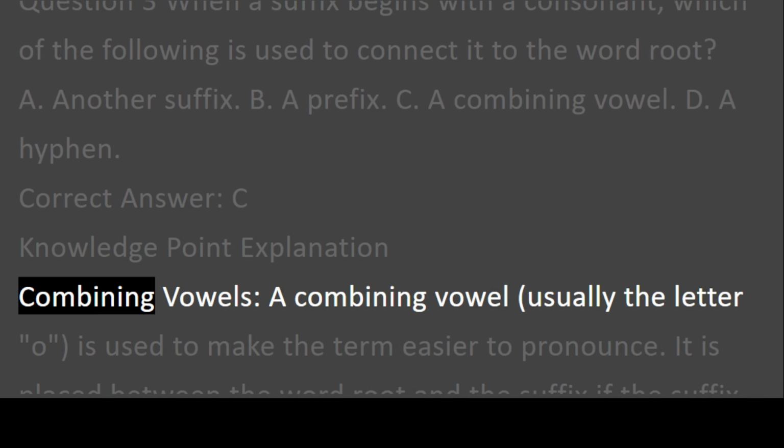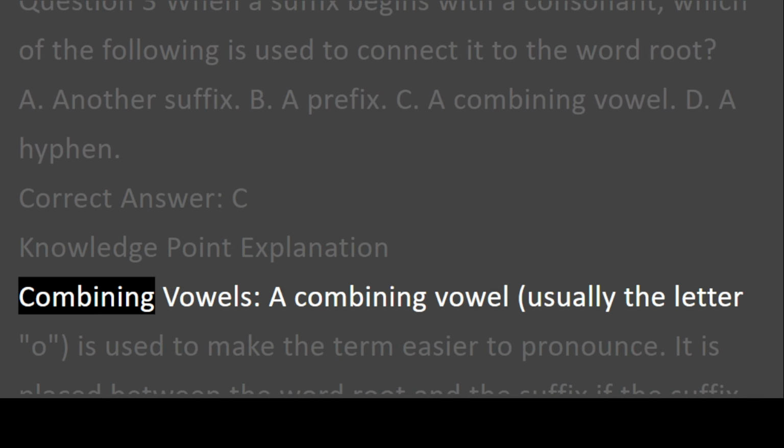gastro/o. Question 4. The medical suffix -itis indicates which of the following conditions? A. Pain. B. Surgical removal. C. Inflammation. D. Disease. Correct answer, C.